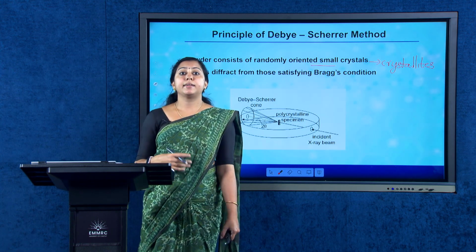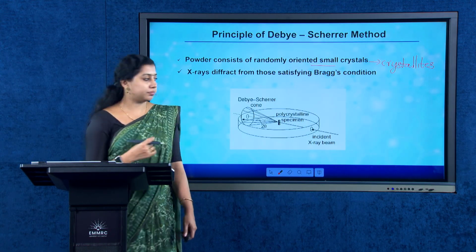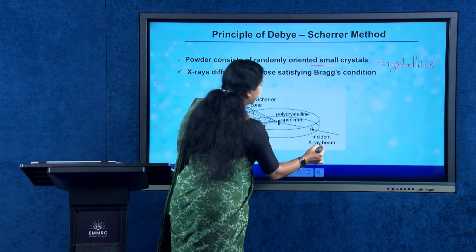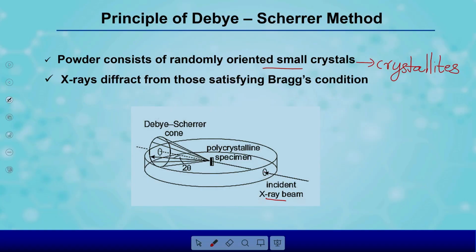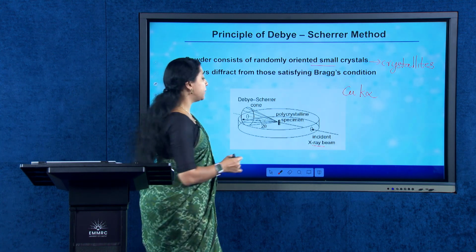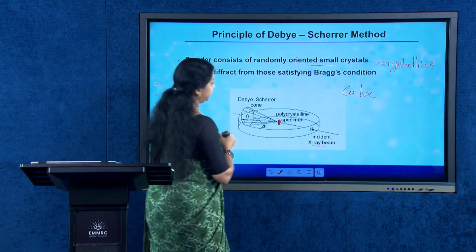And X-rays diffract from those planes satisfying the Bragg's condition. So, here you can see an incident X-ray beam which is allowed to pass through a slit or a collimator. The X-rays are a monochromatic beam. Usually we use copper K alpha radiation, and this is allowed to pass through a slit or a collimator and allowed to fall on the powdered sample.